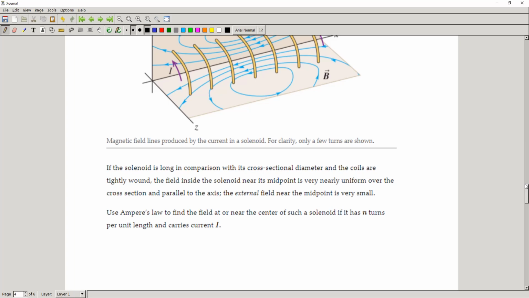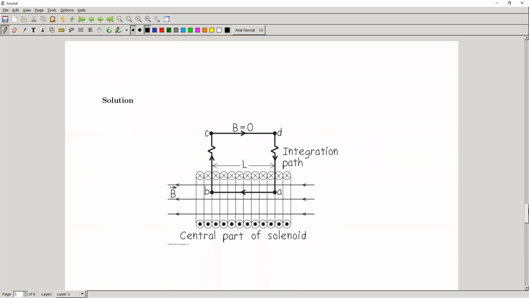Okay, so this kind of gets to the punchline of the question here. We're going to use Ampere's law to find the field at or near the center of one of these solenoids that has n turns per unit length, right? So we're imagining an infinite solenoid here, and we're not going to talk about the number of turns in the whole solenoid, but the number of turns per unit length. So for some length L, we have n turns in that length L, okay? And this thing is going to carry a current I. So let's try to get the magnetic field inside this solenoid.